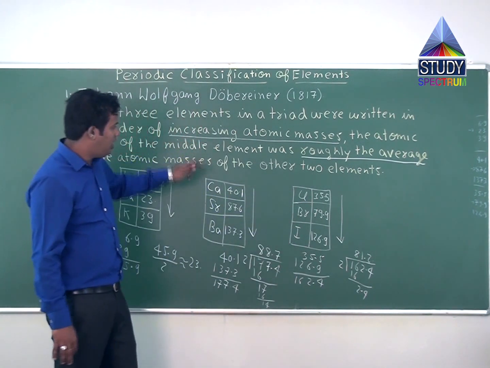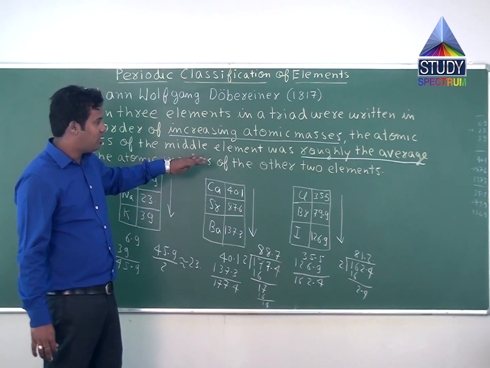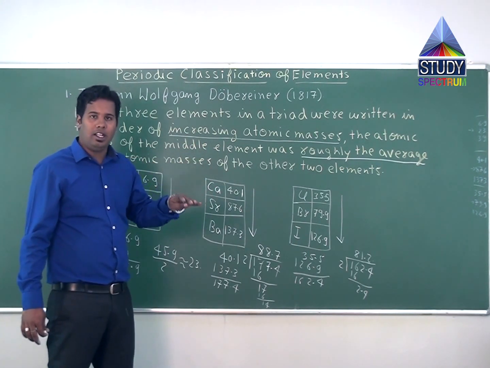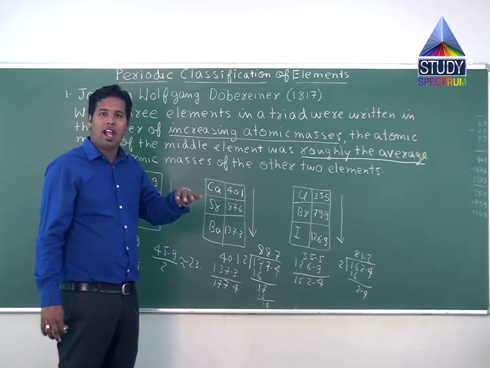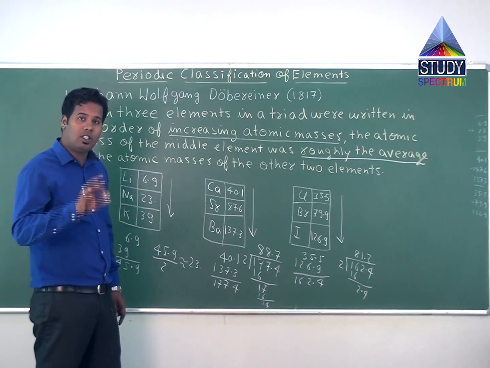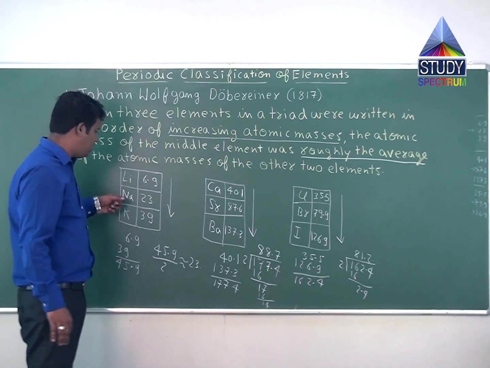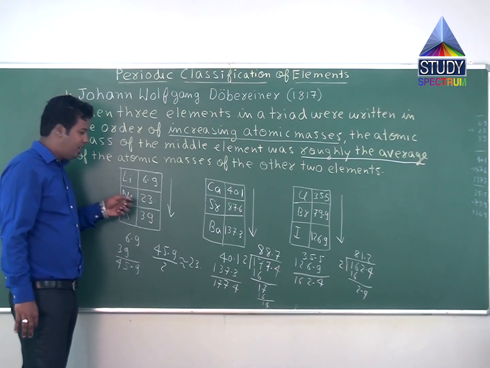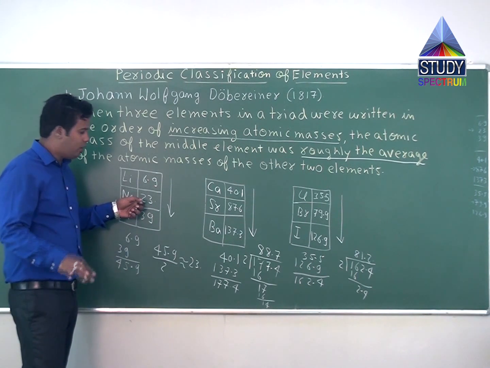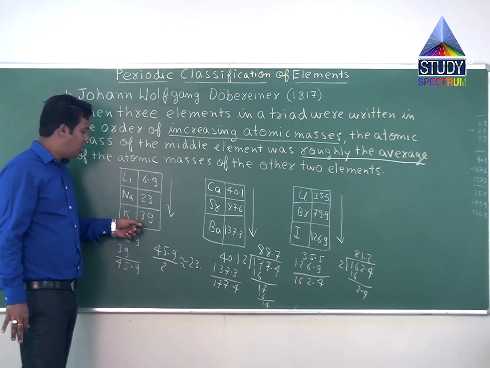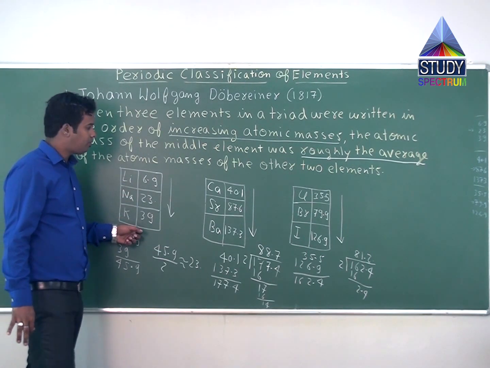And also the second half of the law says the atomic mass of the middle element was roughly, do remember roughly, not exactly, the average of atomic masses of the other two elements of the same triad. So if you see the first triad, lithium, sodium and potassium, the atomic mass of sodium is 23 and it is roughly equal to the average of the atomic masses of the first and third element of the same triad.